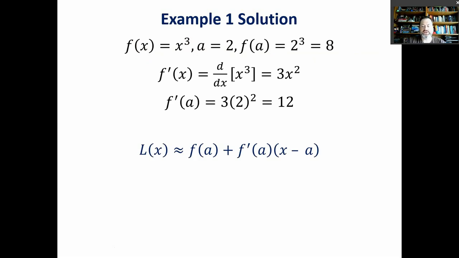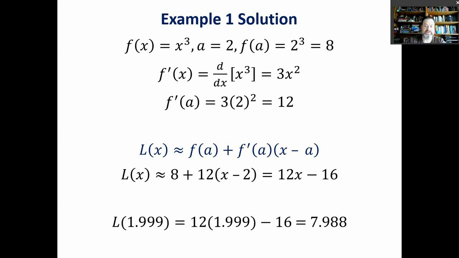So we use the linearization function, plug in everything we know. We know f of a is 8, f prime of a is 12, a is 2. x is a variable, so we just leave it x. And our linearization then becomes 12x minus 16. So the tangent line, 12x minus 16, is a good approximation of f of x equals x cubed at the point 2, 8. If we want to compute the linearization of 1.999, instead of computing 1.999 cubed, we plug it into L of x, which is an easier calculation. And we get 7.988.